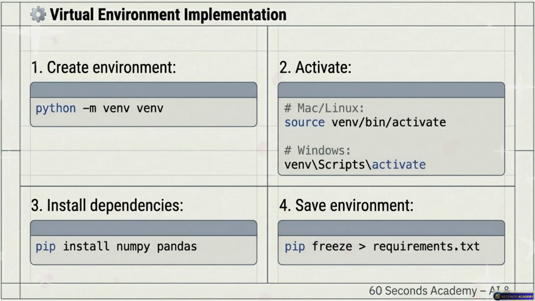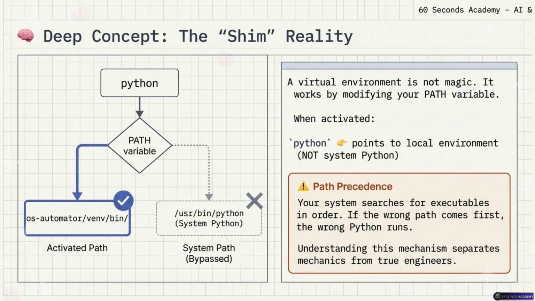See, that is the assumption most people make, but it reveals what we call the shim reality. The shim reality. Yeah, virtual environments are not full duplicate installations. They're not magic. They work in a much lighter, more clever way by simply manipulating your operating system's path variable. The path variable. Okay, if you have never encountered this concept, think of the path variable as your computer's internal VIP list. A VIP list, I like that.